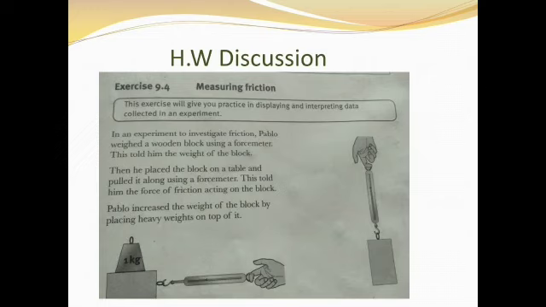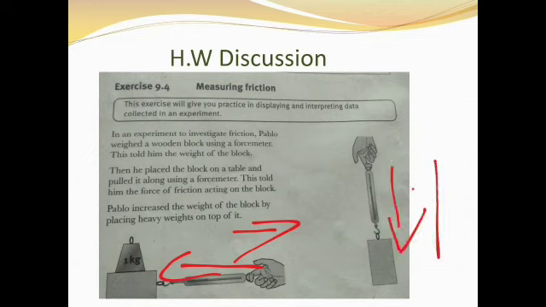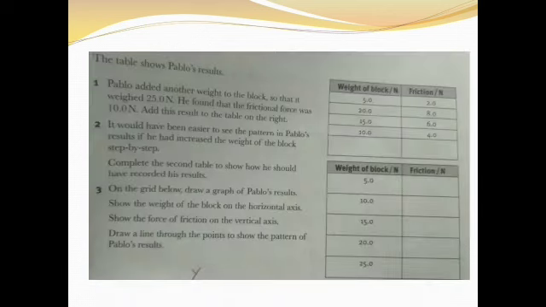Now let me discuss this one. Pablo used a force meter to measure friction. If the friction is over here, the force will be over here. Now here is the thing. Pablo added another weight to a block, so that it weighed 25 Newton. What was the 10 Newton result to the table, right?